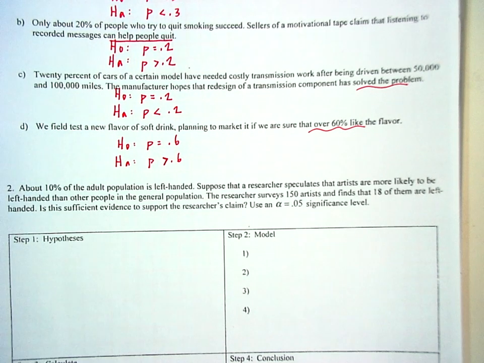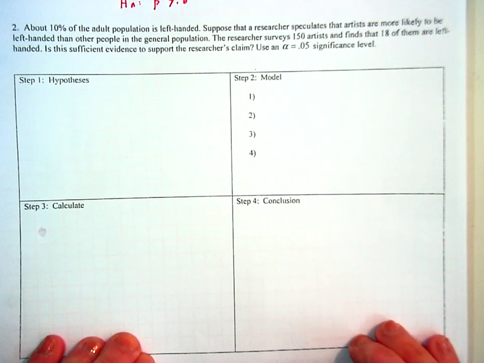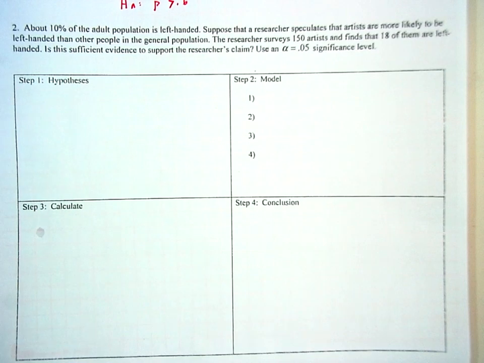All right, problem 2, just one big example. So here at least 10% of the adult population is left-handed. Suppose that a researcher speculates that artists are more likely to be left-handed than other people in the general population. The researcher surveys 150 artists and finds that 18 of them are left-handed. Is this sufficient evidence to support the researcher's claim? Use an alpha level or significance level of 0.05.